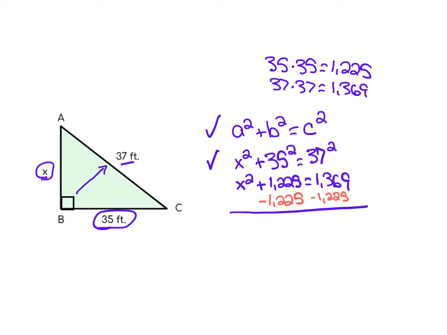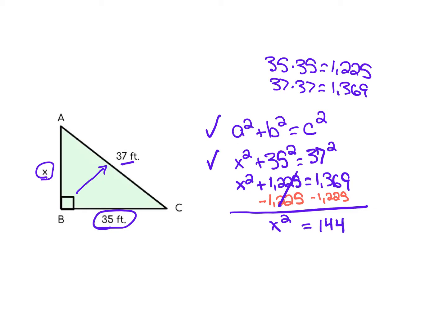So now this side cancels out, and we're left with x squared on the left side of the equal sign is equal to 1,369 minus 1,225, which equals 144.